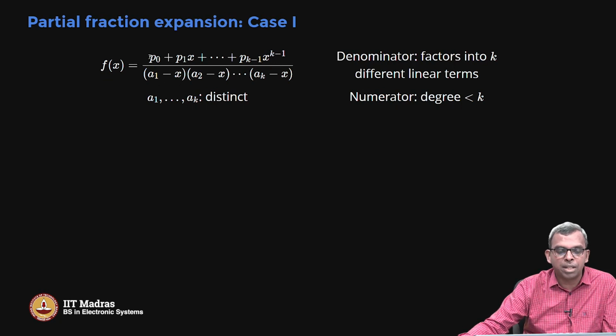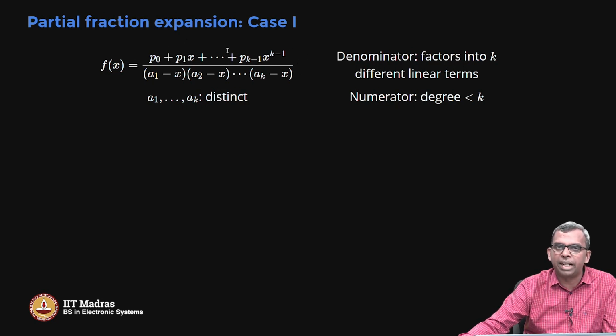But another assumption I am making is that the numerator has degree less than k. The denominator has degree k, numerator has degree less than k. Now this is not a very serious assumption. Numerator can have a higher degree. You can always do polynomial division and convert it into a quotient times this denominator plus some remainder, and that remainder will have degree less than k.